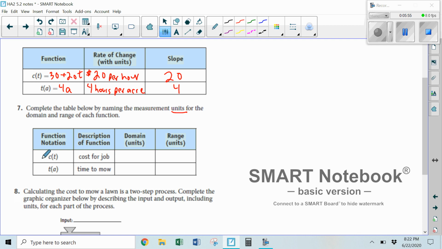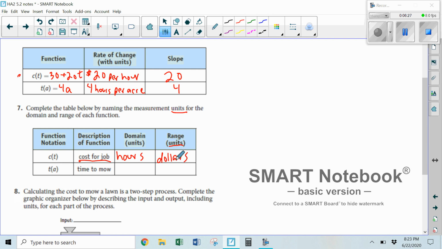So we've been working with these same two. So the cost function, that's the C of t. What is the domain? What's the input variable? The input is t. What's the unit on t? Time in hours. What's the output? What's I input t, time in hours? I output c. What does c stand for? The cost. What is the unit for cost? Dollars.